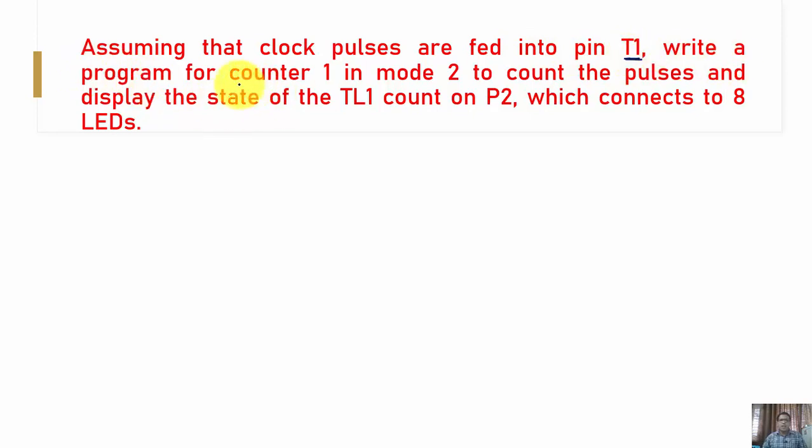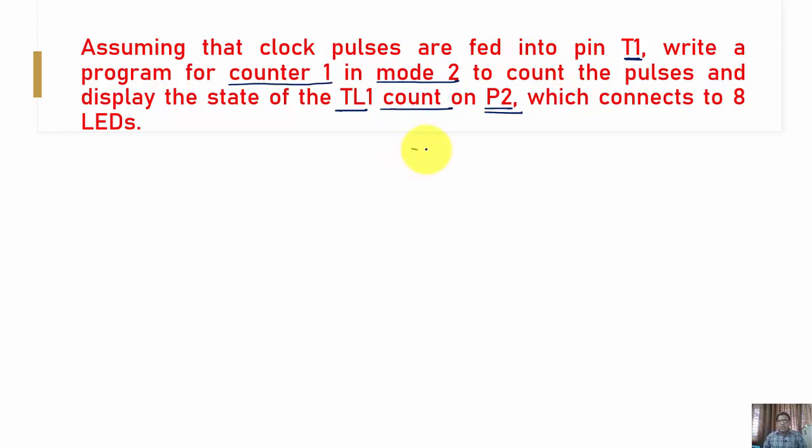Write a program for counter 1 in mode 2 to count the pulses and display the state of TL1 count on board pin P2, which is connected to 8 LEDs. Now just try to get the meaning here, right? Assume that the clock pulses are fed into pin T1.